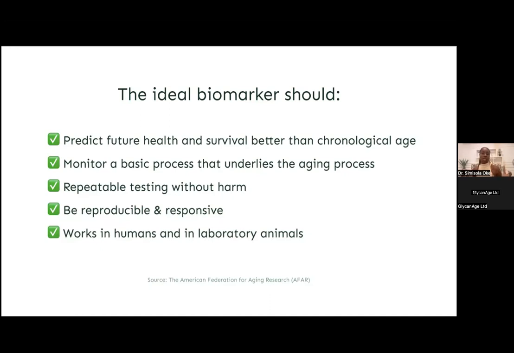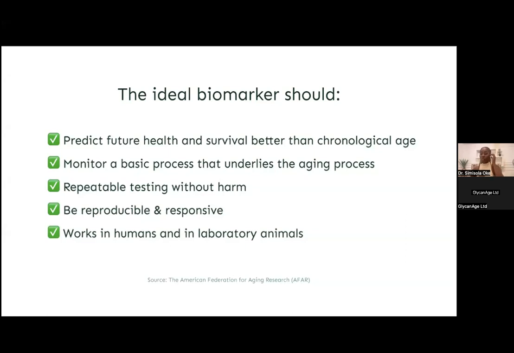What they ultimately said was that in order for a biomarker to be ideal, it should predict future health and survival better than chronological age. So you're looking for something that is a better prediction of what your future health and survival is. It should also monitor a basic process that underlies the aging process. Now, as we've mentioned, aging is very multifaceted and has lots of different elements to it. And so there are lots of different processes that underlie the aging process, which is why you have so many different biomarkers, which is hugely interesting, but can be really, really confusing.